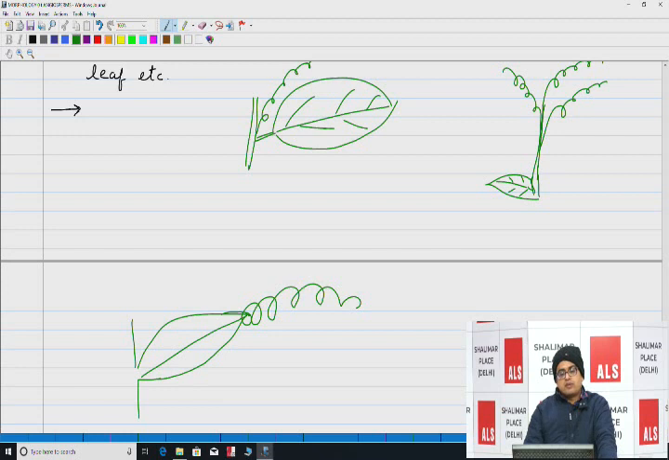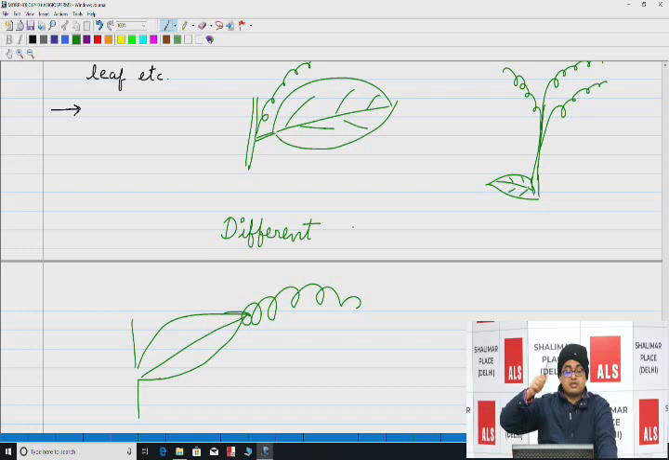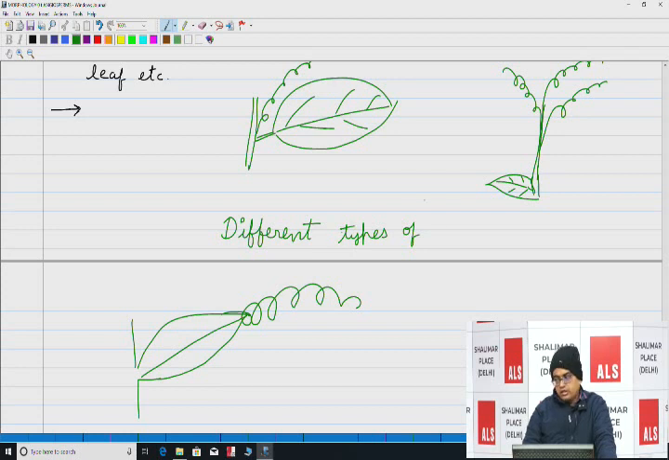So tendrils can be of many types. Okay, different types of tendrils. Sometimes even the main stem can be modified into tendril, so you can also have this kind of form. So that is found in passion flower, Passiflora. You can Google up different types of tendrils, or I can give you a PPT for that. Let me know.